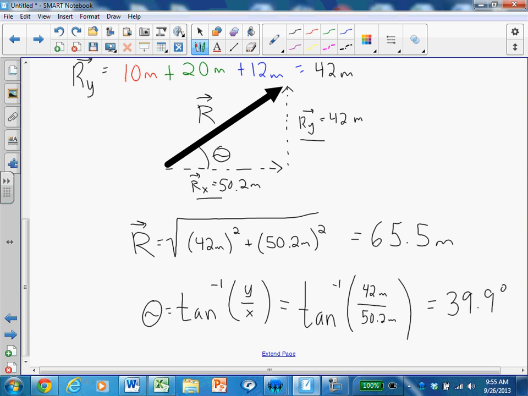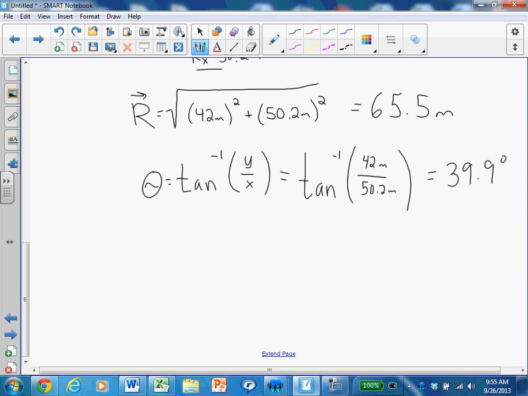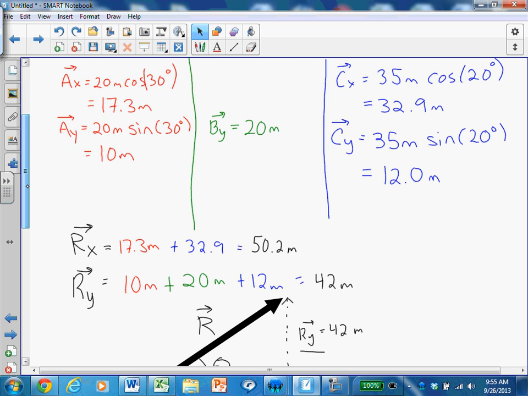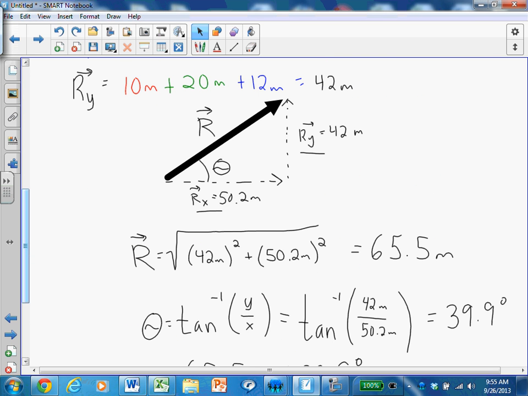Putting that all together, it's 65.5 meters. That's the sum of our three vectors, A, B, and C. Okay? 65.5 meters at 39 degrees. I could say either, because the resultant means sum. So the vocab you need to know is like extrapolate, interpolate, resultant, but it will come up by just knowing it like that.